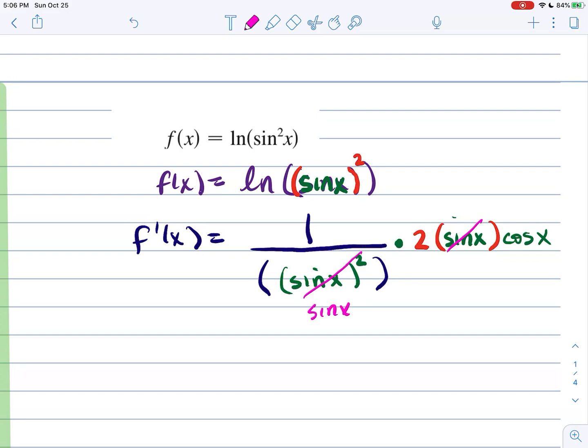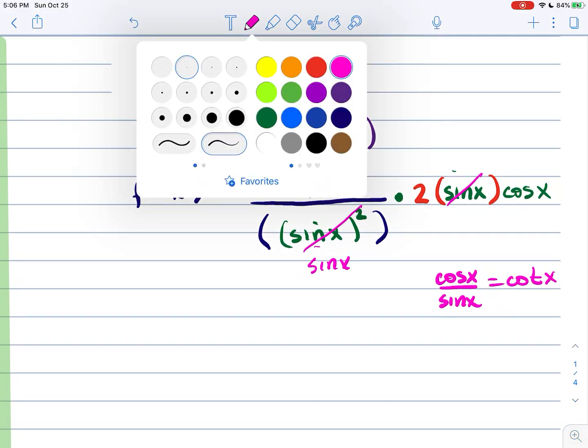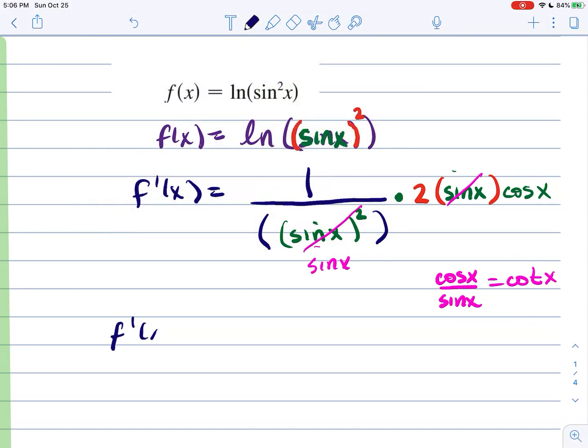I then want to clean things up, and I can cancel 1 sine x with 2 sine x's to leave me 1 sine left over. And I can also note that cosine x over sine x is going to give me a cotangent x. And so I can conclude in its simplified form that f prime of x is going to be 2 times cotangent of x.